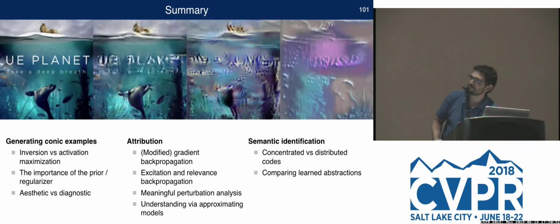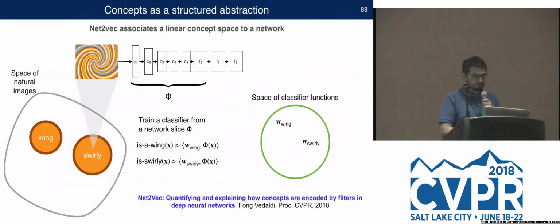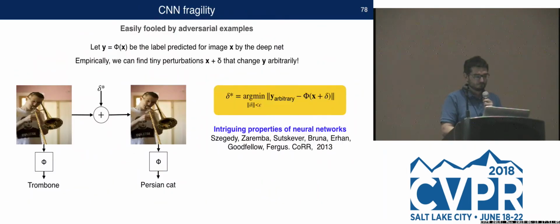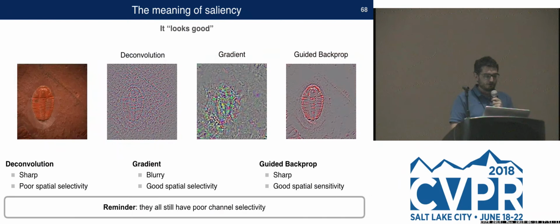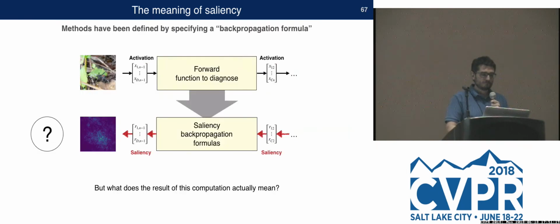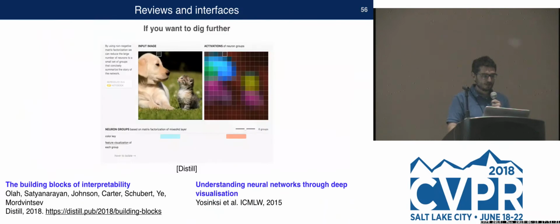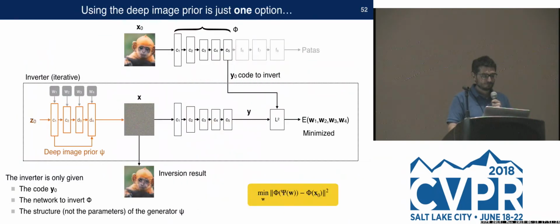Because the structure of the network is such a strong prior for natural images, have you tried residual networks or dense nets, intermediate representations, and have you seen any interesting results on those? In terms of the representation we want to diagnose, or the representation we want to use as a prior? When you used a network as your prior and then inverted an intermediate one. So this network here, phi, or the prior there? Both of them.